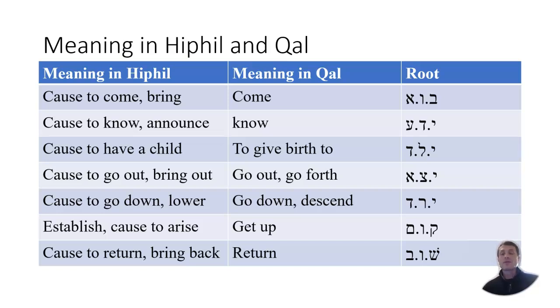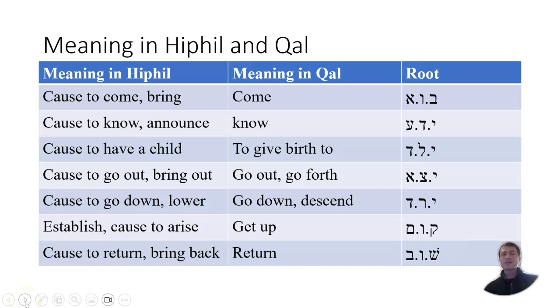Below that, we have the verb yarad, which means to go down or descend. In the hifil, it means to cause to go down or to lower. Second to last, we have kum. That verb in the kal stem means to get up. In the hifil, it means to establish or to cause to arise. And then finally, the word shuv means to return in the kal stem. It means to cause to return or bring back in the hifil.